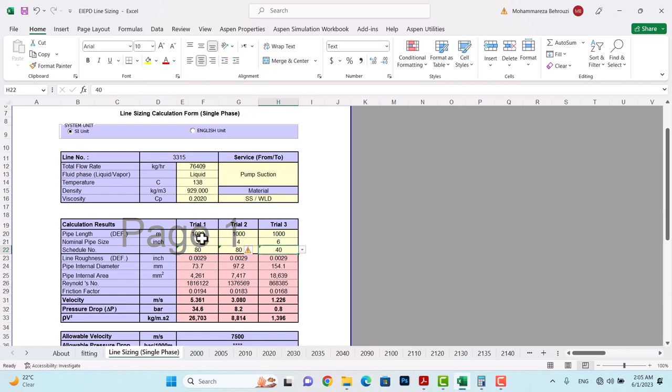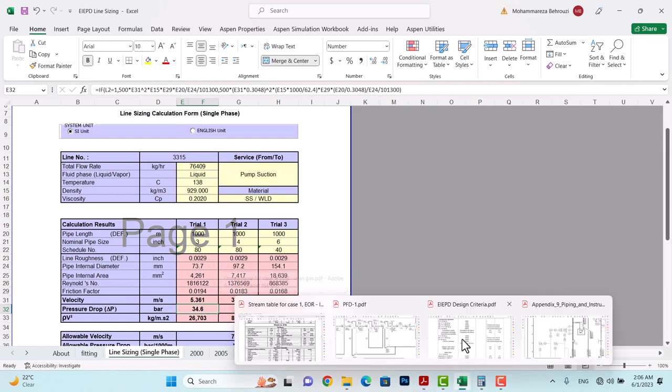Now let's see, so far we have entered the flow rate, the fluid phase, the temperature, density, viscosity, material, service, pipe length, estimated diameters, and schedule numbers. You don't need to change anything here, because when you change the material, it's going to be changed based on the materials. Here, the velocity calculated by this Excel sheet for 3 inch is 5.36 meter per second. The pressure drop is 34.6, and of course we don't need to calculate the velocity for liquid form.